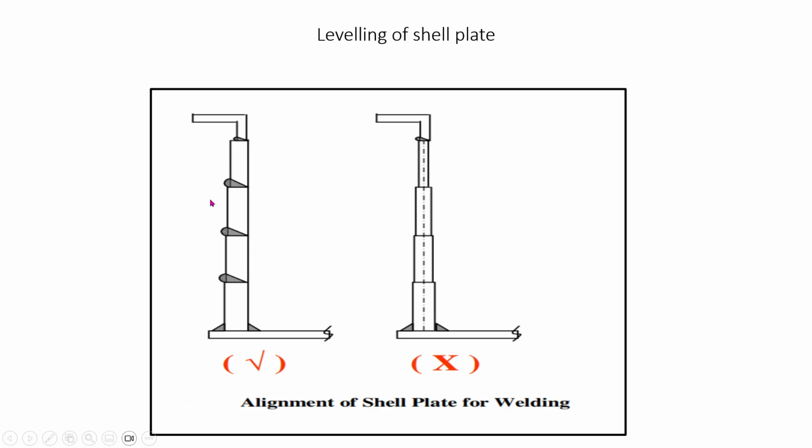Outside projection will be there. You see, the outside projection is there, and the bottom shell thickness will be more, because the bottom pressure will be more. Then gradually at the top the pressure will be less, so you can reduce the thickness of the shell plate. And this type of welding is not correct. You have to match with the bottom side, inner side, so that there should not be any up and down or projection.